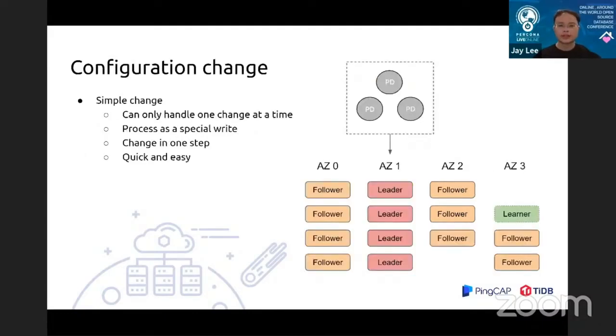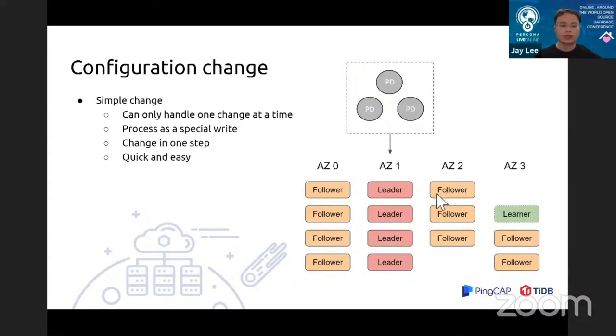To achieve load balance, we also need to move replicas around. So we support dynamic configuration changes. There are two approaches to do configuration changes. The first one is simple change. In simple change, we can do one change at a time. Changes are served as a special write, so the changes need to be accepted by majority replicas. The right picture is an example to show how this works.